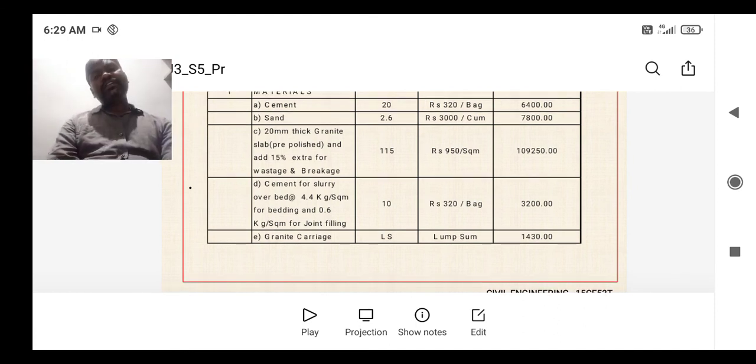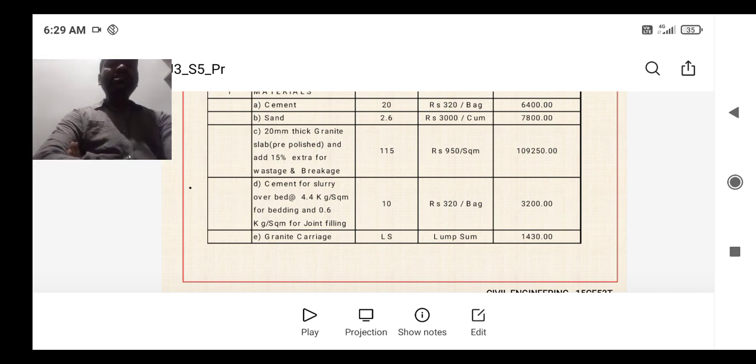After granite, beneath the granite we fill the cement slurry bed at 4.4 kg per square meter. For every 1 square meter we want 4.4 kg of cement for bedding, and 0.6 kg per square meter for joint filling. Totally, we want 10 bags of cement. 10 bags into 320 rupees is 3,200.